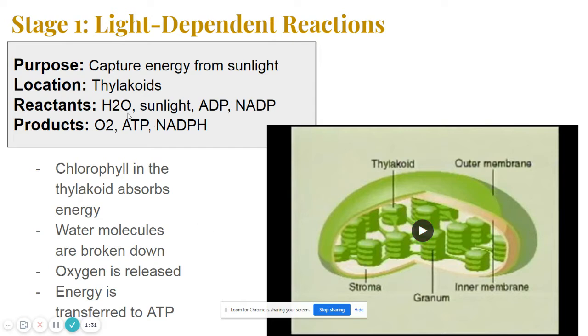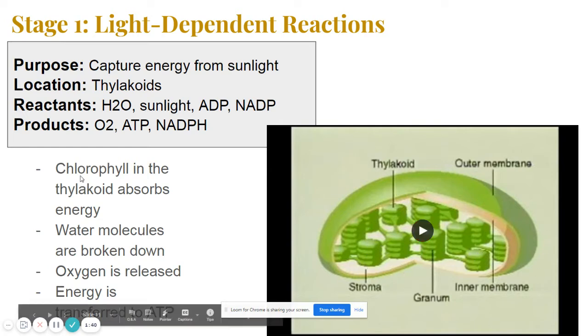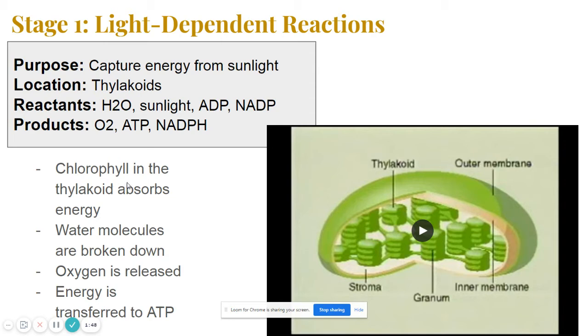The location of the light-dependent reactions is the thylakoids, and the thylakoids are these green disc-shaped structures that you see here inside the chloroplast. So the thylakoids contain pigments. Specifically, they contain large amounts of chlorophyll, and that's why they are green. Chlorophyll, remember, is a pigment that absorbs light and specifically reflects green light. So light is absorbed by the thylakoids, and it's going to be stored inside an energy molecule.